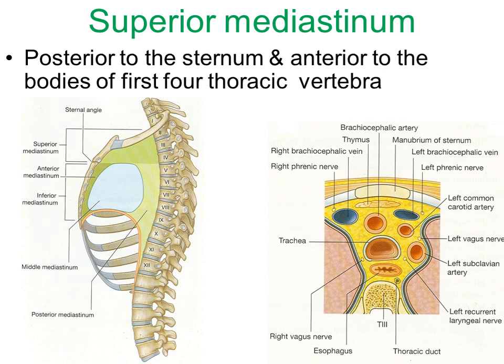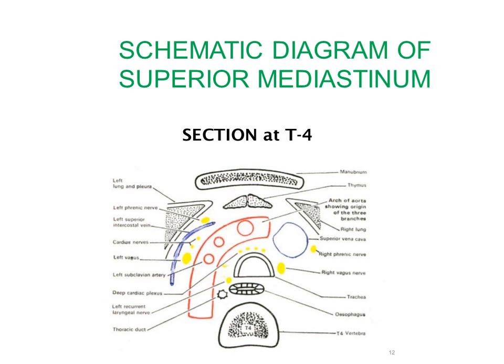So in this slide, we can see on the right side the transverse section of the superior mediastinum and the arrangement of all the structures in it. This is the schematic diagram of the superior mediastinum, which is showing the various contents from the anterior to the posterior aspect. Anteriorly, we have the bilobed structure, the thymus. Then we have the veins and the arch of aorta with its branches, trachea, esophagus.